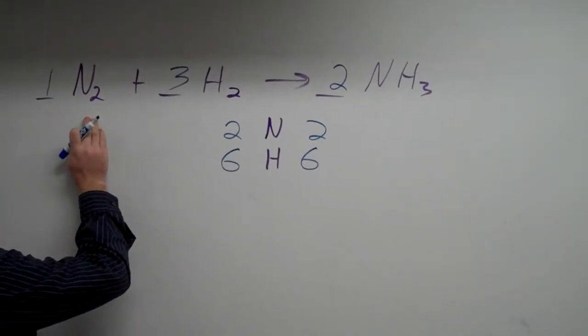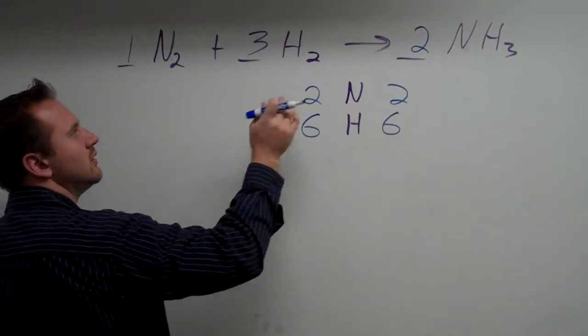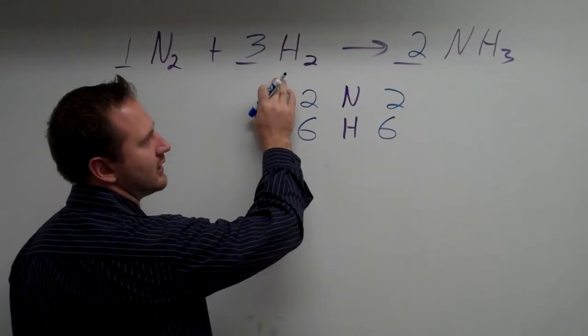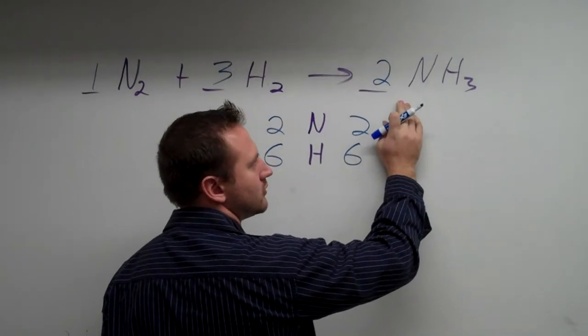This says for every 1 molecule of nitrogen we react with 3 molecules of hydrogen, we will produce 2 molecules of ammonia.